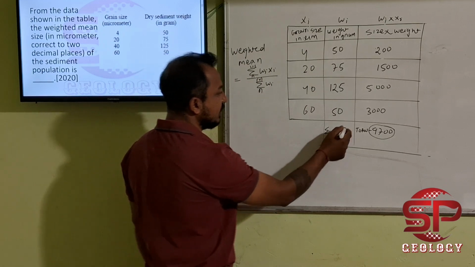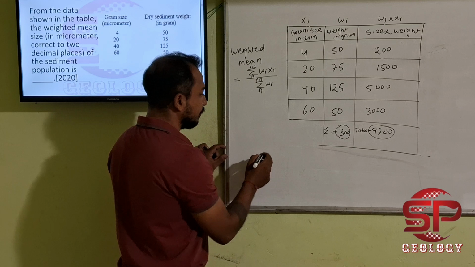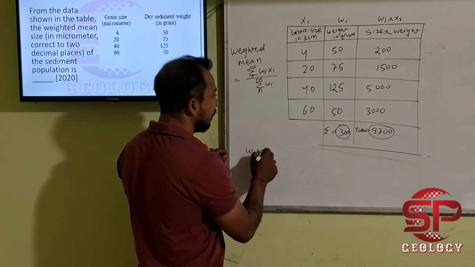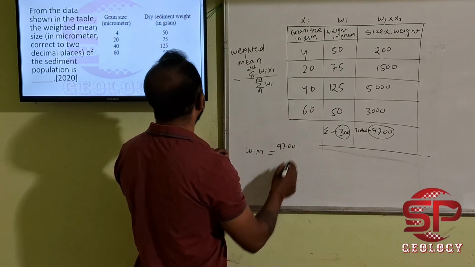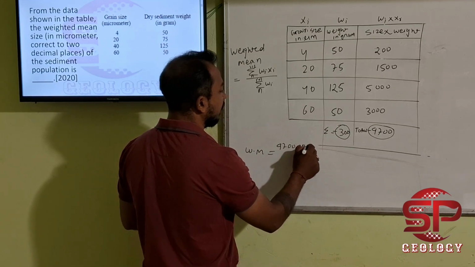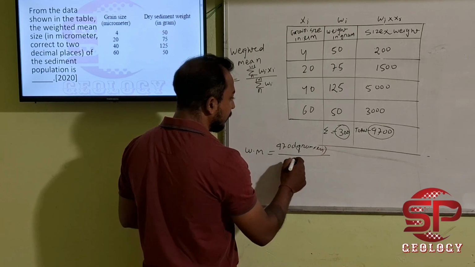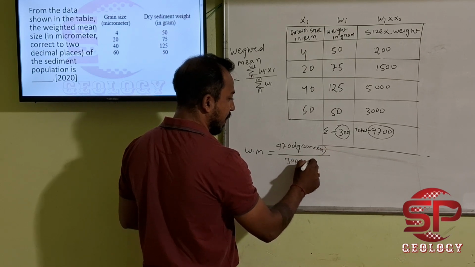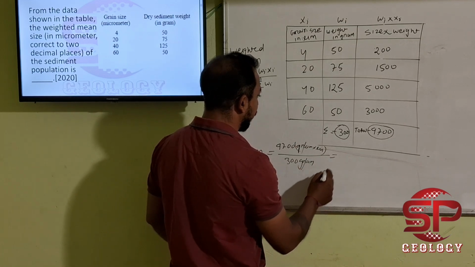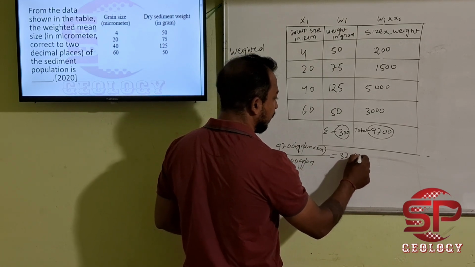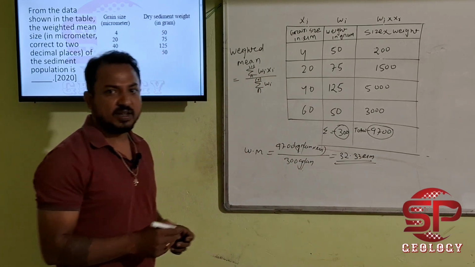Then the summation of weight is 300. Then just divide these two. So the weighted mean will be 9700 divided by 300. Here the unit of wi xi will be gram into micrometer, and the unit of weight will be gram. So that's why the weighted mean will be in micrometer. It will be 32.33 micrometer.